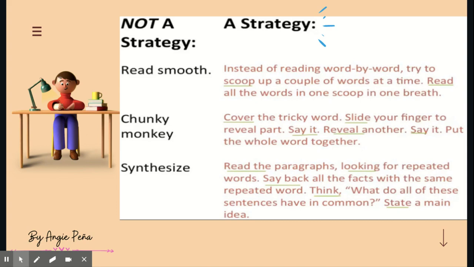Or what if we say, synthesize? Well, that's really a hard exercise to do, right? But what if we say, read the paragraphs looking for repeated words. Say back all the facts with the same repeated word. Think, what do all these sentences have in common? And then state the main idea. So again, the purpose of a strategy is to be as descriptive as possible. So the more descriptive we are, the more helpful we will be with our students.